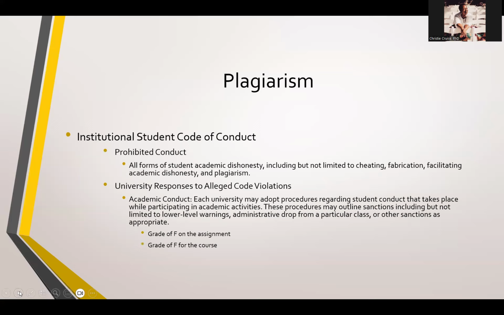Most institutions are going to have an institutional code of conduct. And this is just one from my previous institution, but the Institutional Student Code of Conduct generally talks about prohibited conduct, and that is all forms of student academic dishonesty, including but not limited to cheating, fabrication, facilitating academic dishonesty, and plagiarism. The university responds to violations of academic conduct. Usually each university is going to have its own procedures regarding student conduct that is going to take place in student activities.